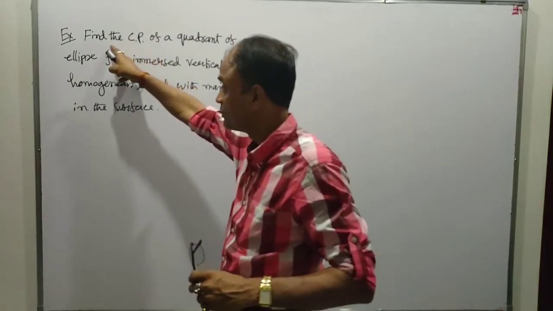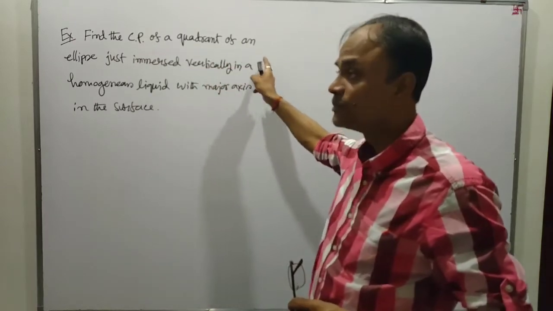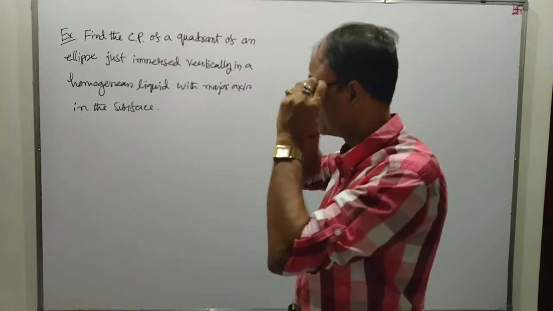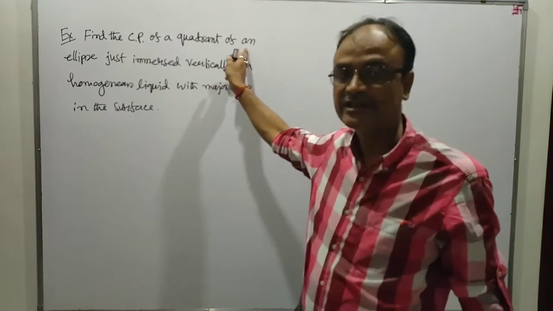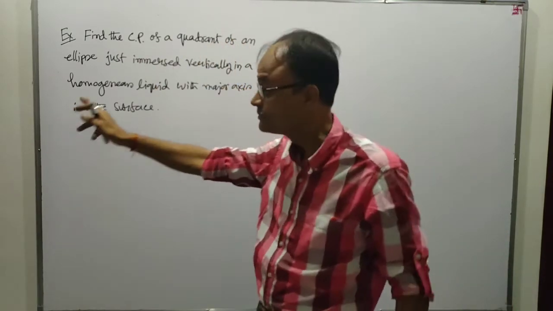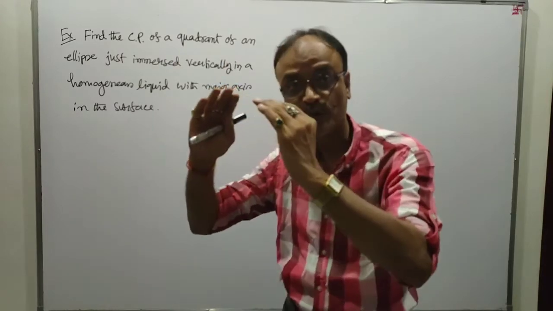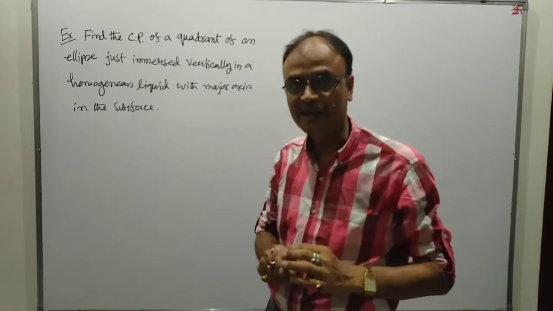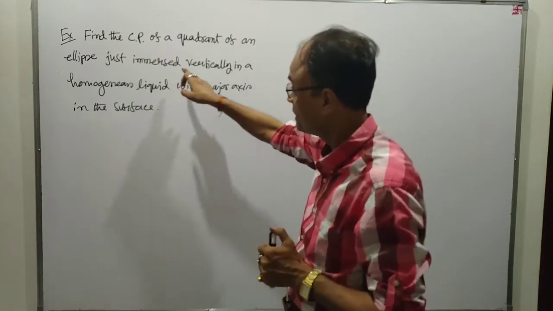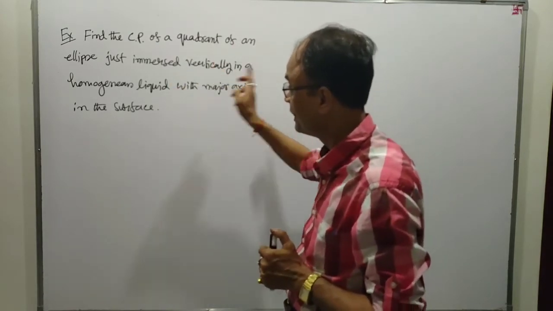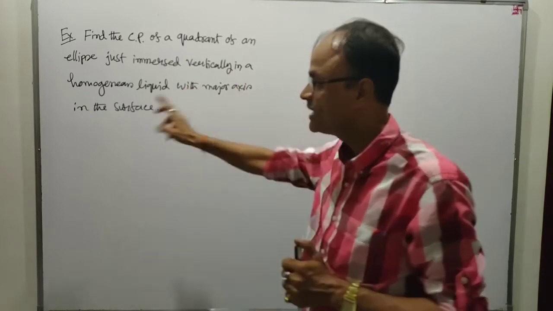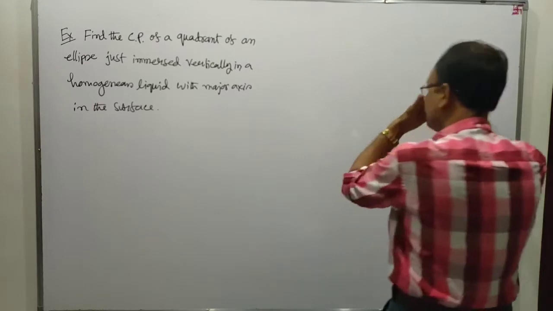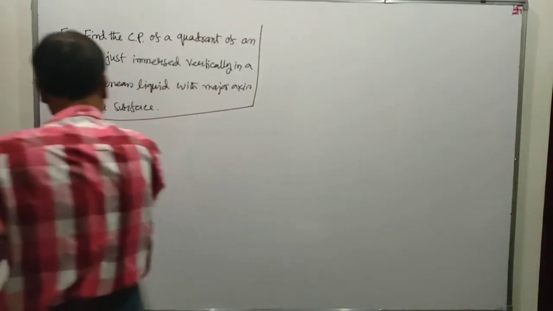First, I shall try to solve this problem. What is it? Find the center of pressure of a quadrant of an ellipse. The quadrant is just immersed vertically in a homogeneous liquid with the major axis in the surface. This is the question.